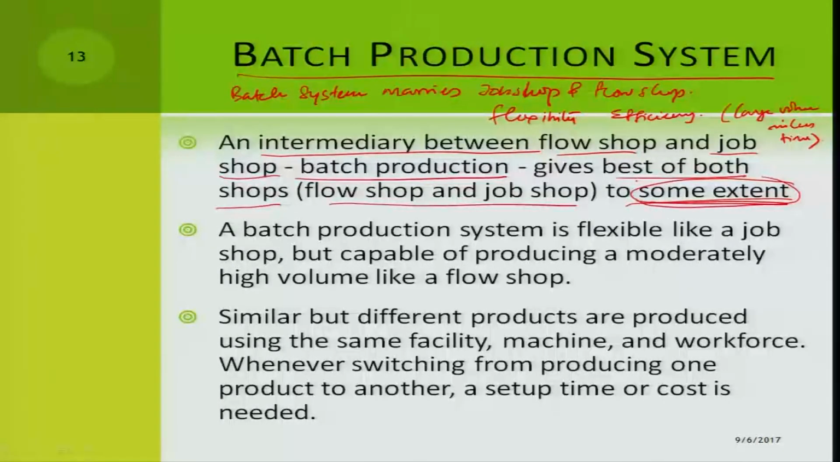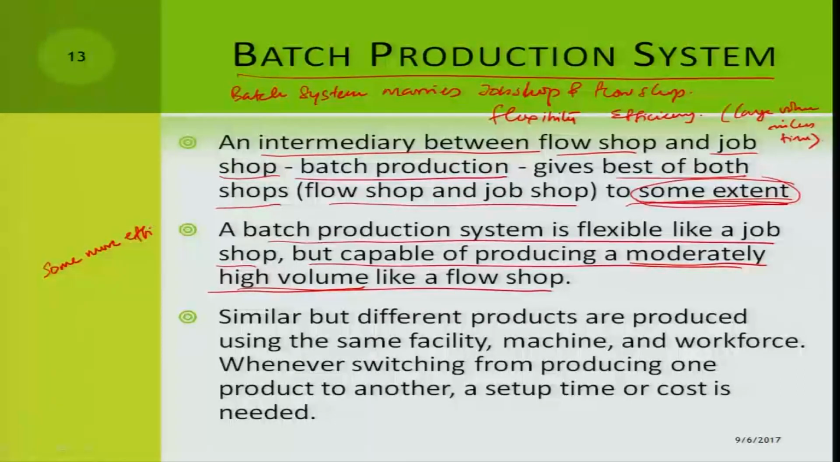Okay. So the batch production system at the end of the day is flexible like a job shop, but is capable of producing moderately high volumes like a flow shop. The most important term is moderately high volume. Okay. So you can have some more efficiency built into a job shop while retaining the flexibility. This is the concept that we are talking about here. Okay.